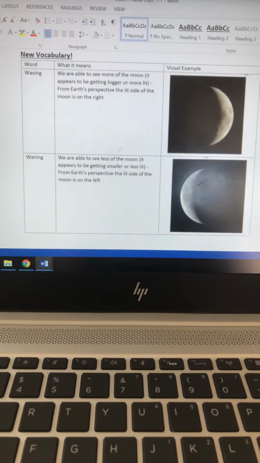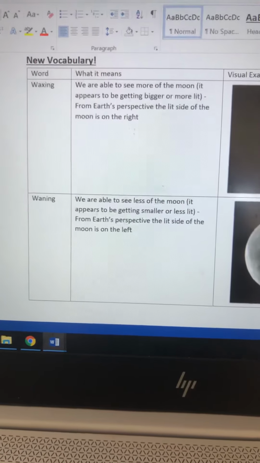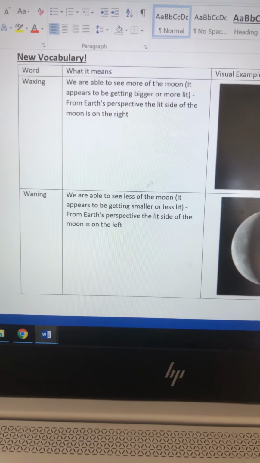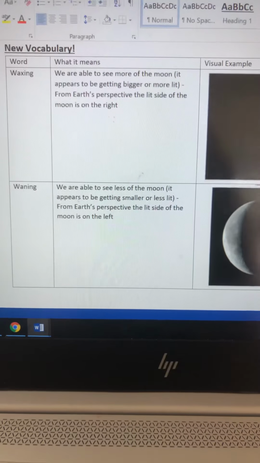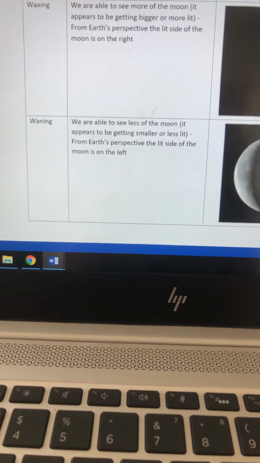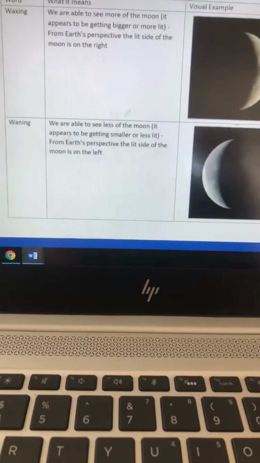Some new vocabulary. This actually isn't new, it's a review, we already talked about it, but to remind you, waxing, we are able to see more of the moon, so the lit part of the moon appears to be getting bigger and bigger. Waning is the opposite. The lit part of the moon appears to be getting smaller and smaller, so we can see less of the moon.